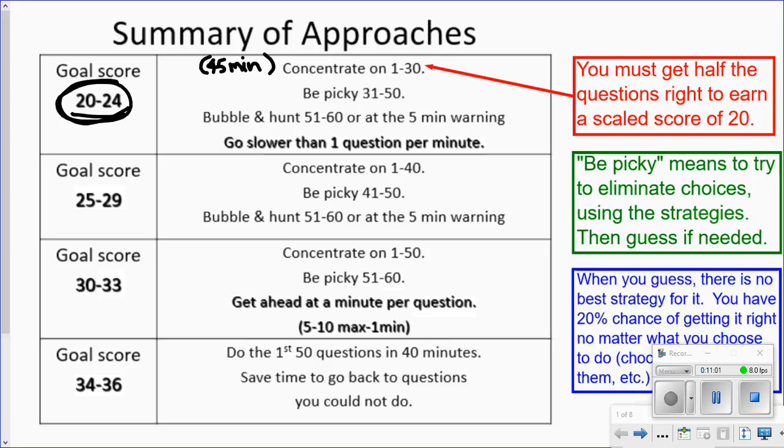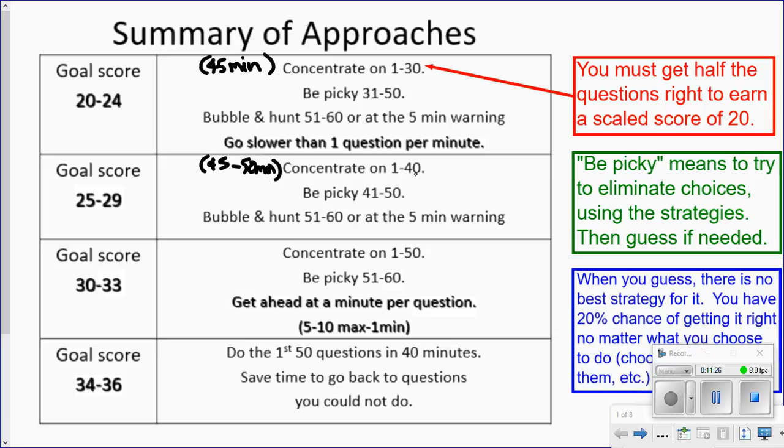Okay? Now, if you go up one more, so maybe you're pretty good with math, and you want to aim for the 25 to 29 range, okay? Then you're going to spend most of your time on the first 40 questions. Again, concentrate. So this is going to be like 45 to 50 minutes. So you're a little better at math. You feel a little more comfortable.